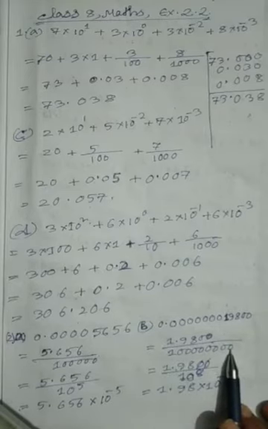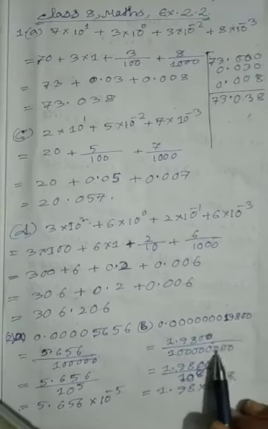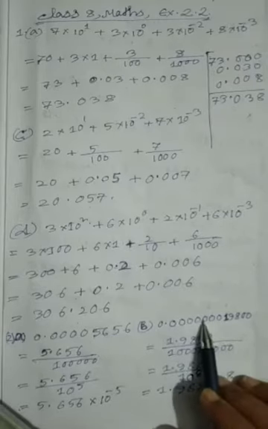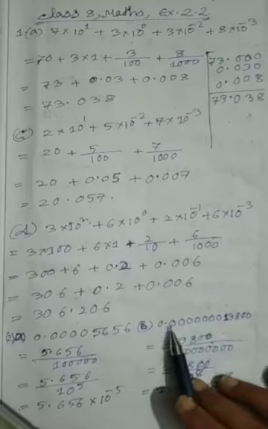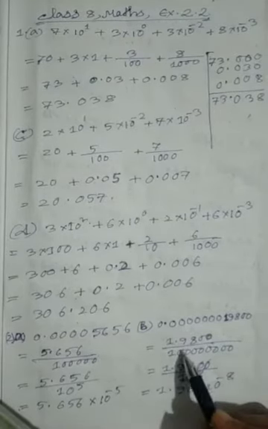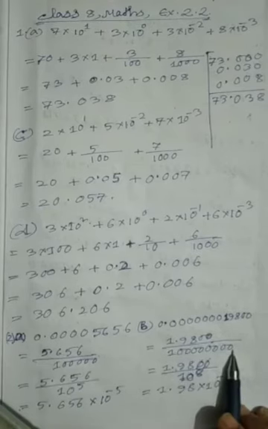Then from here you count from the point. You count the digits. 1 2 3 4 5 6 7 8. Means the point will go to the left-hand side. How many digits will it go? How many zeros are there? 8 digits are there. So 8 zeros are there.